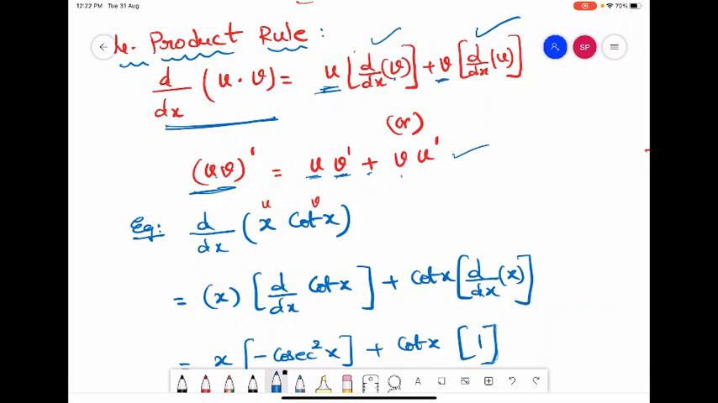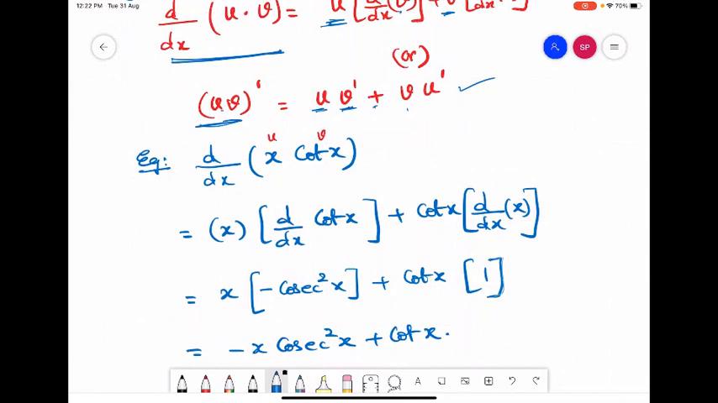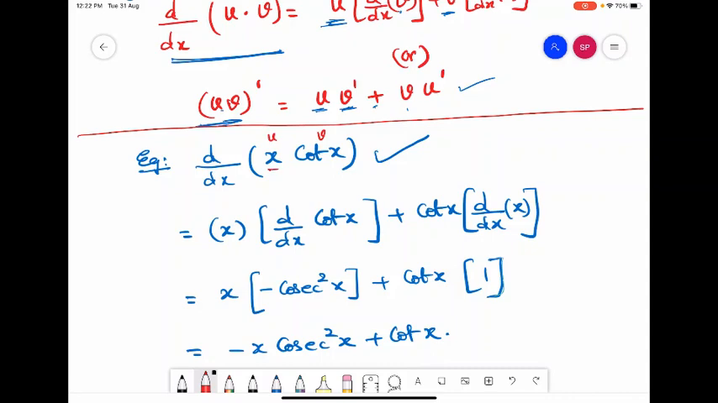Without the formula, you cannot do anything. So let us quickly look at the first example, d by dx of x cot x. Now there are two functions. What are the two functions you have here? One is u, another one is v. u is equal to x here and v is equal to cot x. There are two functions, a product of two functions.